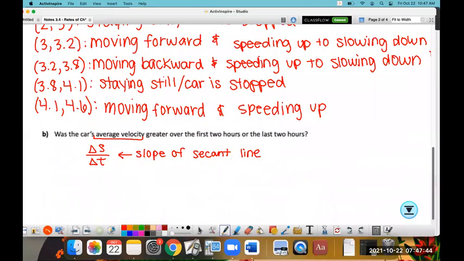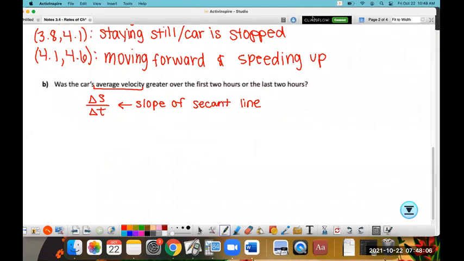I can get it to pop up. There we go. I'm going to say the car's average velocity is greater over the first 2 hours than the last two, because the car traveled further over the same period of time. And then we can also mention that the slope of the secant line is much greater over those first 2 hours. So I'm going to pause it and you'll see the answer pop up now.